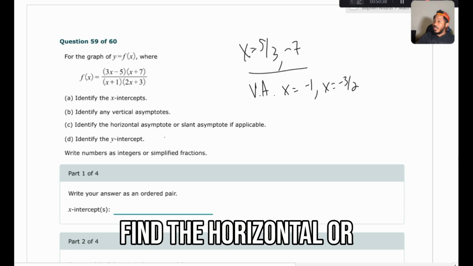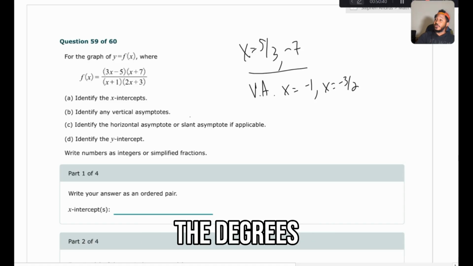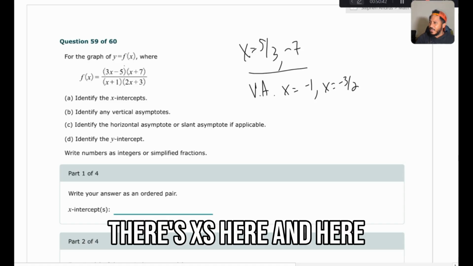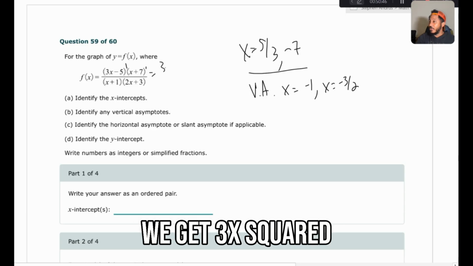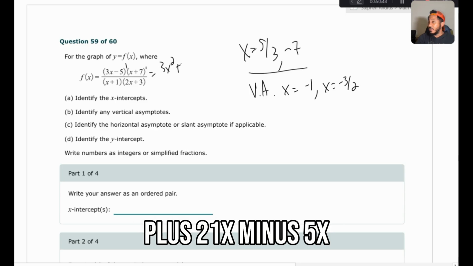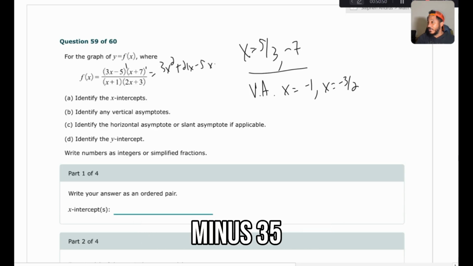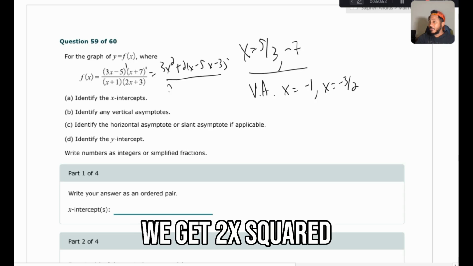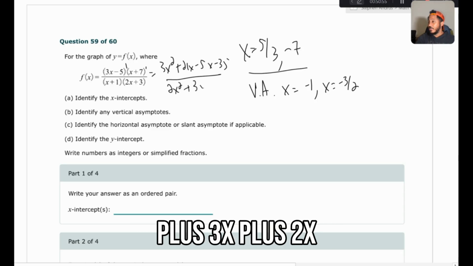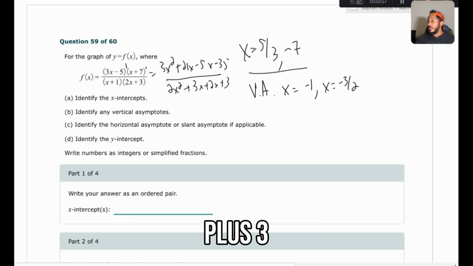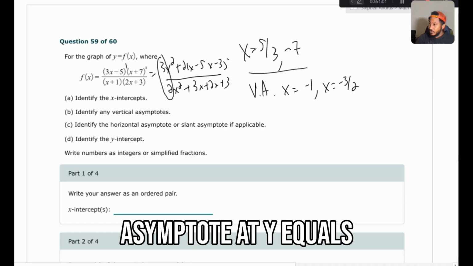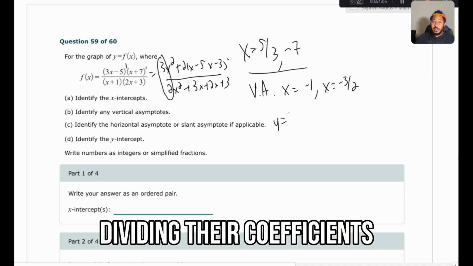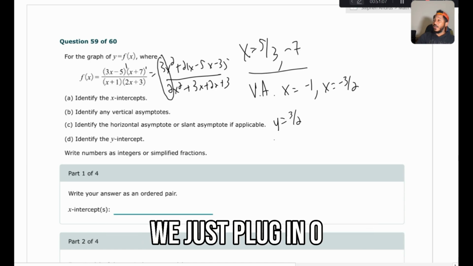To find the horizontal or slant asymptotes, we look at the degrees. There are x's here and here. So let's multiply this out. We have 3x squared plus 21x minus 5x minus 35. And then here, if I multiply this out, we get 2x squared plus 3x plus 2x plus 3. So the degrees are the same, and so we would have a horizontal asymptote at y equals the ratio of their coefficients, 3/2. And to find the y-intercept, we just plug in 0.